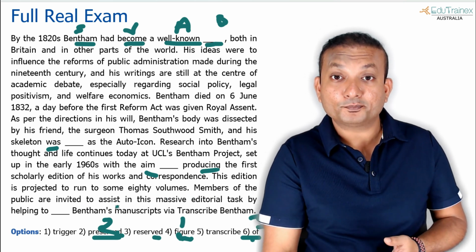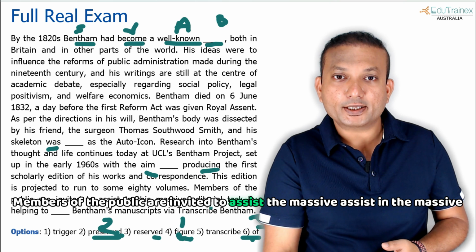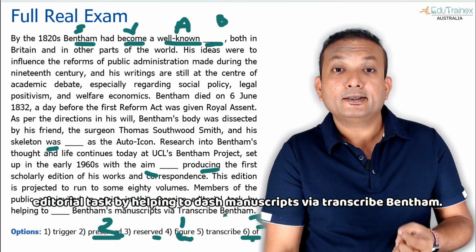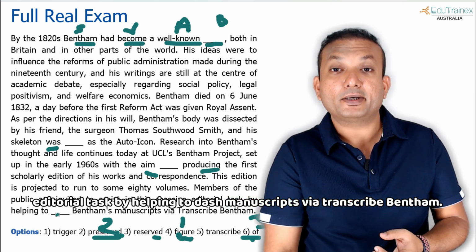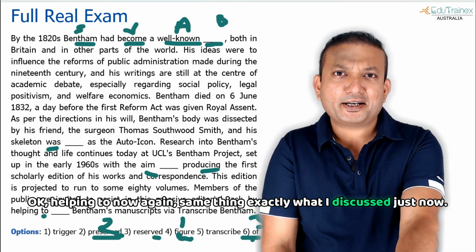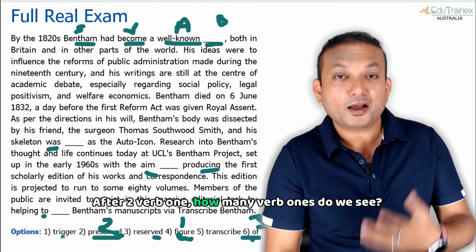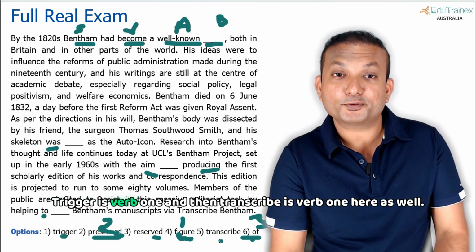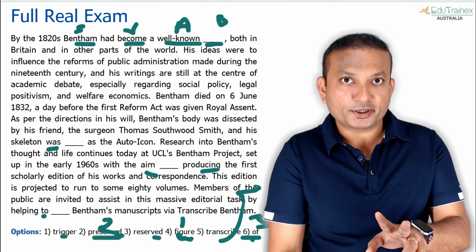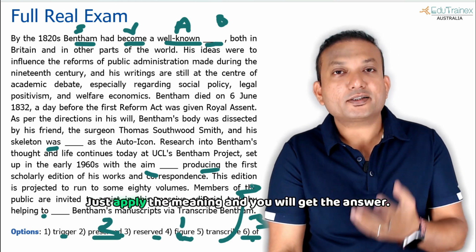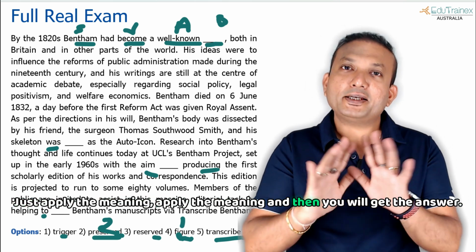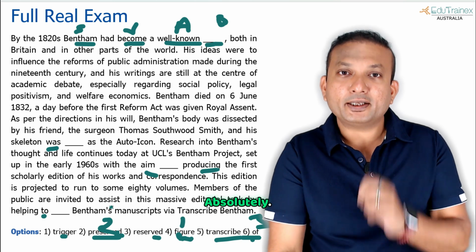Now let's look at the last one. Members of the public are invited to assist in the massive editorial task by helping to dash manuscripts via transcribe Bentham. Okay, helping to. Same thing, exactly what I discussed just now. After to, verb 1. How many verb 1s do we see? Trigger is verb 1 and then transcribe is verb 1 here as well. So 2 options. Now apply the meaning. Just apply the meaning and you will get the answer.